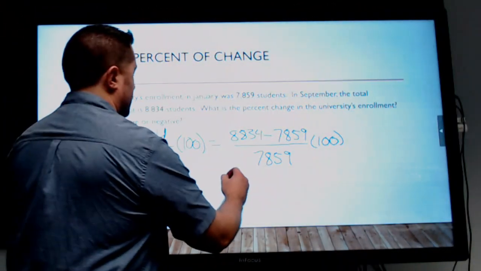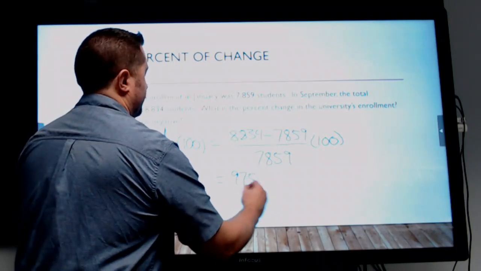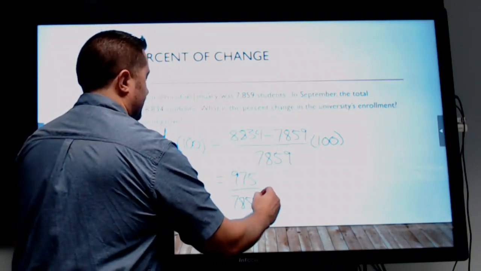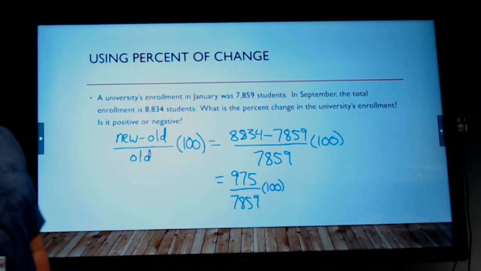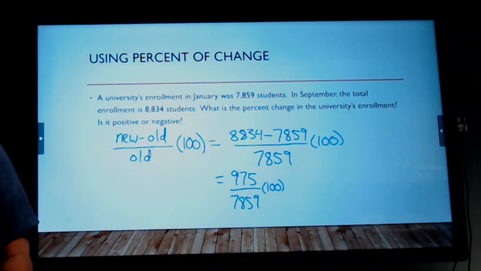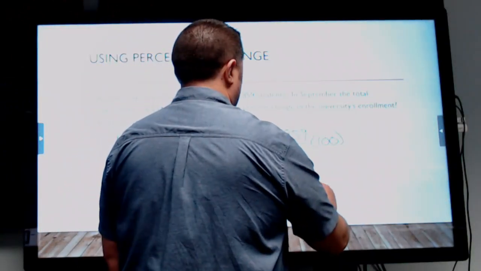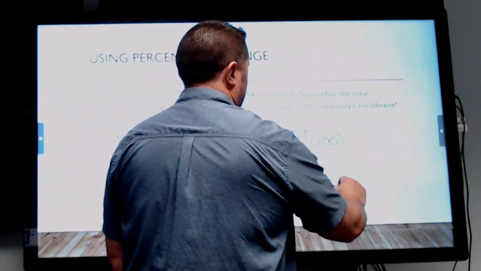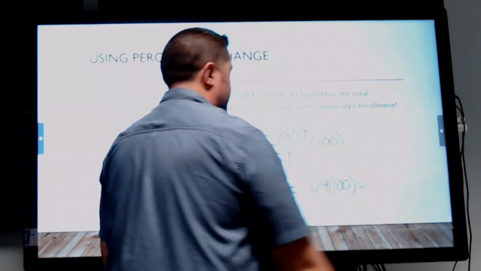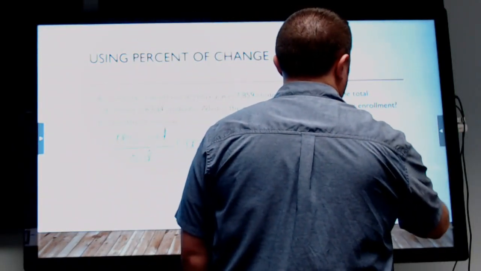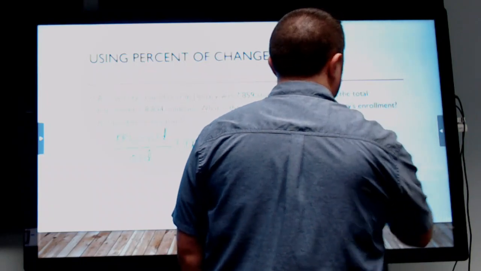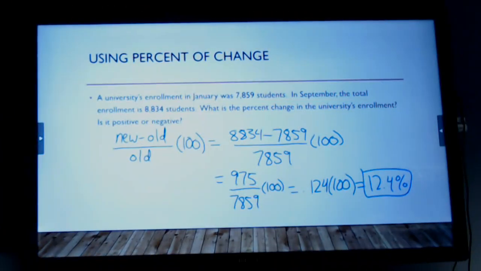975, very good. Okay. So then the 975 is going to get divided by the 7,859 before you multiply by 100. So go ahead and do 975 divided by 7,859. 0.124. Okay. And then you multiply by 100, and you get how much? 12.4, because all that really does is just move the decimal over. All right. Any questions on that one?